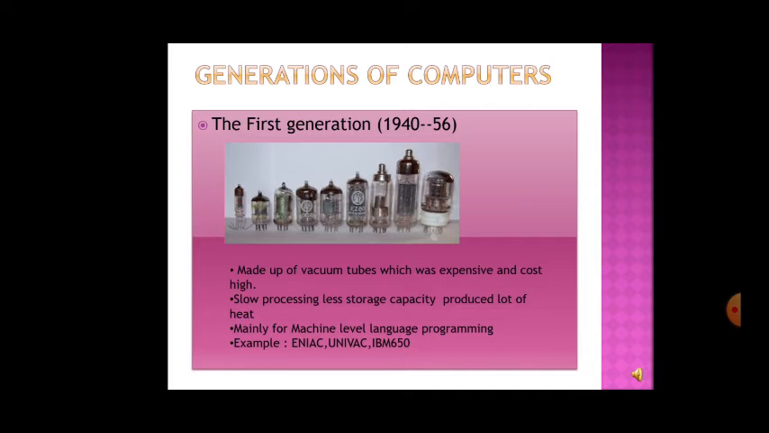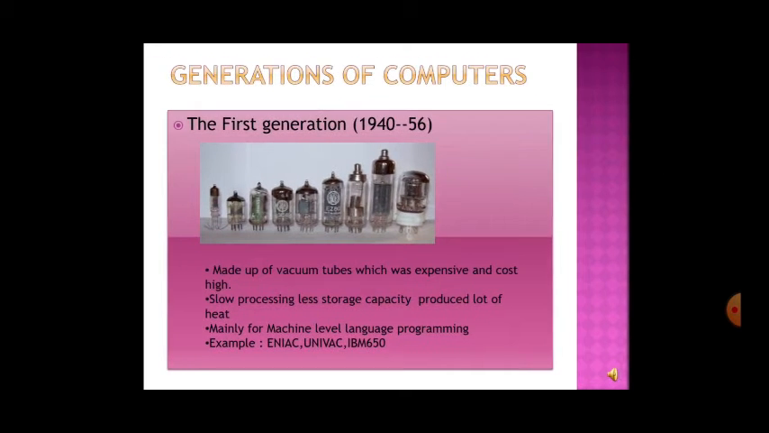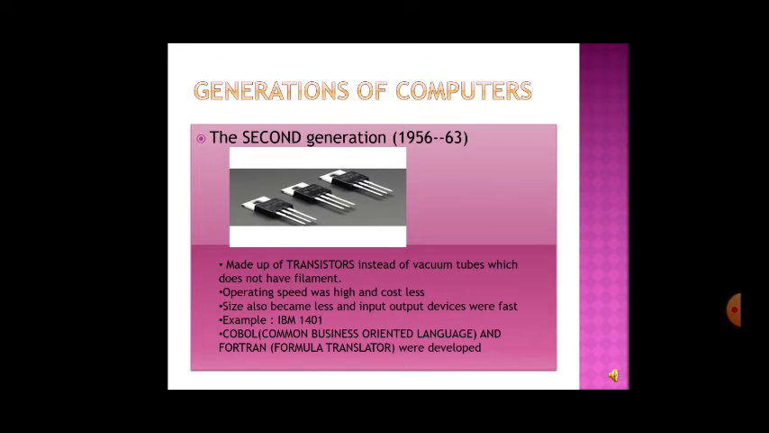The first generation was mainly for machine level language programming. Hope you know what machine level language programming is. The languages were written in machine code, that is zeros and ones. Examples are ENIAC, UNIVAC, IBM 650. Next is the second generation, which is made up of transistors. You can see the transistors image over there, used instead of vacuum tubes, which do not have a filament. So the heat coming from the filament also got reduced.